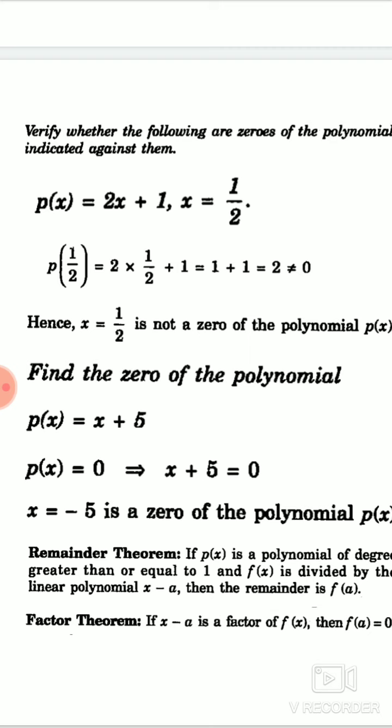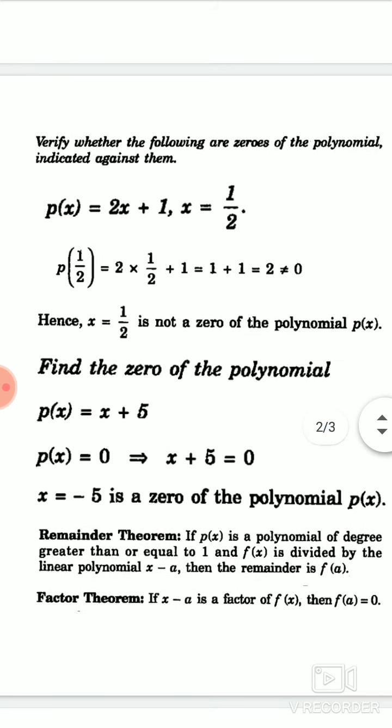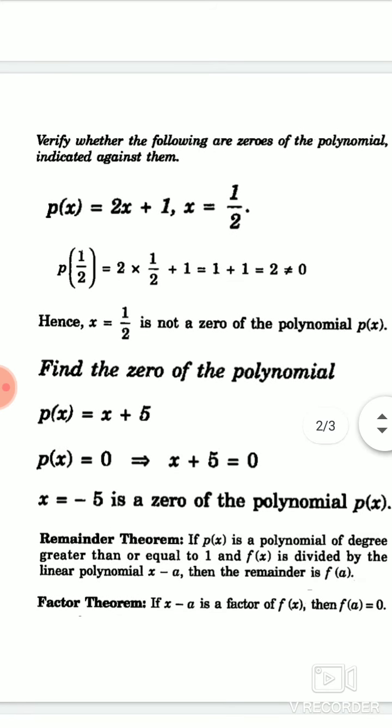As you can see, when we put 1/2 in place of x, it becomes p(1/2) = 2 × 1/2 + 1. Then this 2 and 2 will cancel and you will get only 1 + 1, which is equal to 2. Okay, the value of this polynomial at 1/2 is coming out as 2, which is not equal to 0. So if it is not equal to 0, we can say this 1/2 is not a zero of the polynomial.